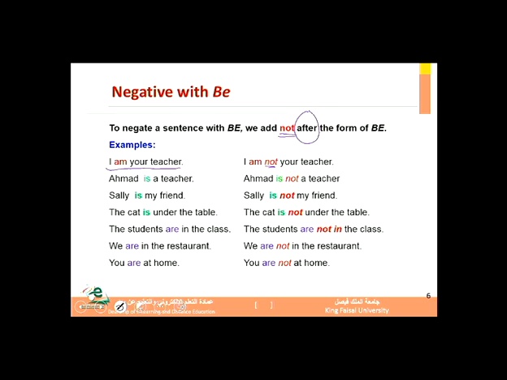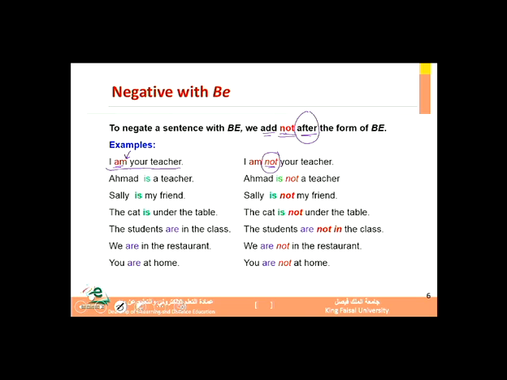Let's look at this sentence. I am your teacher. Now, this is somebody saying, well, I am your teacher. We need to say, no, this person is not our teacher, or he wants to say, I am not your teacher. So what do you do? You look at the sentence and you locate where verb to be is, and you add the negation particle not after the form of verb to be. So basically, if we add not here, the sentence is going to be in the negative. I am not your teacher.